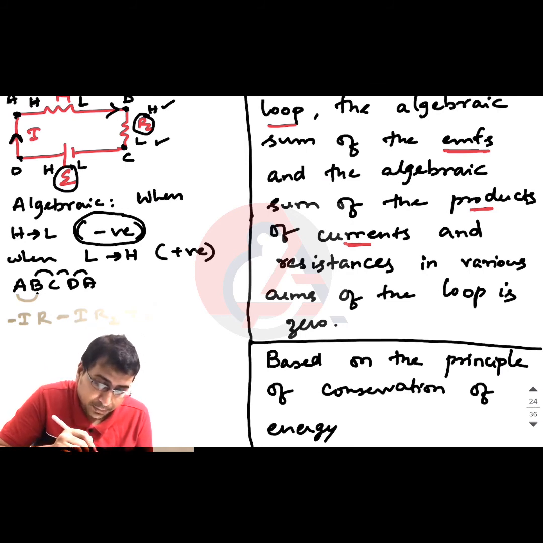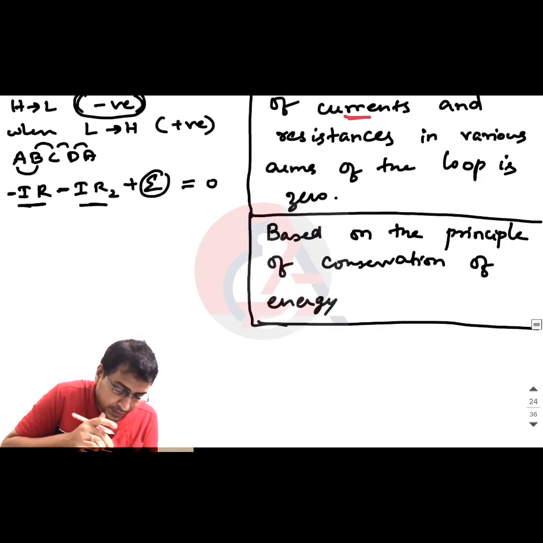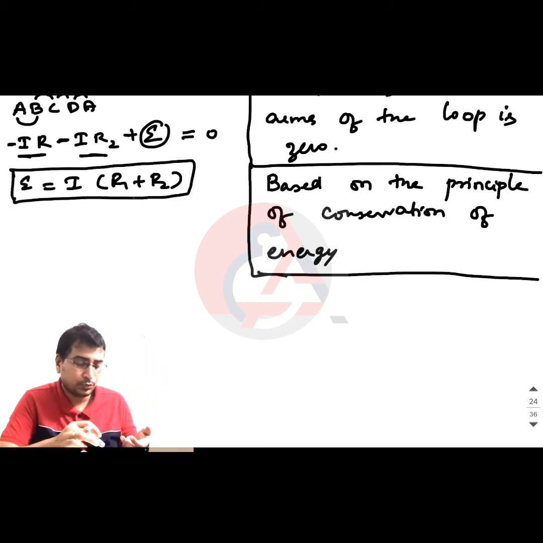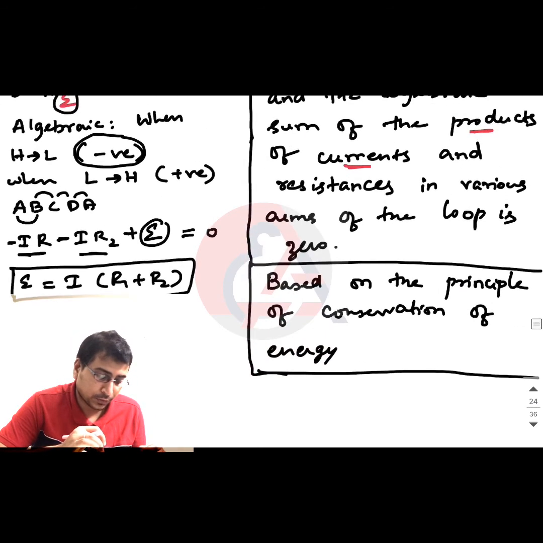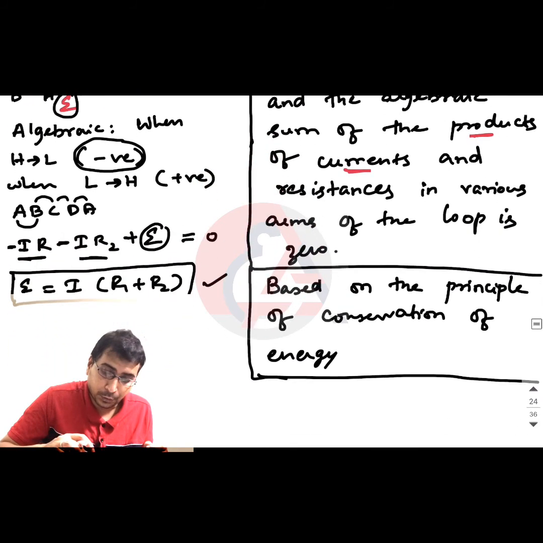The meaning is that the algebraic sum of the EMFs and the products of the current and the resistance, all put together in a loop, is 0. So this is finally written as E is equal to I into R1 plus R2. This is the final expression. This is a known fact for us. We can solve it even using Ohm's law, but here we are trying to solve it using Kirchhoff's law. So this is how you apply it. You need to remember this: higher to lower means negative, lower to higher means positive.